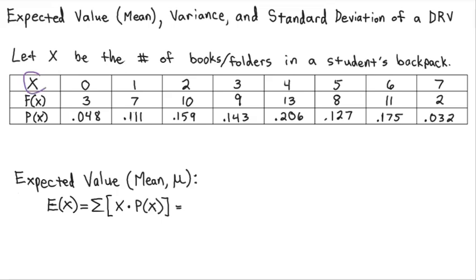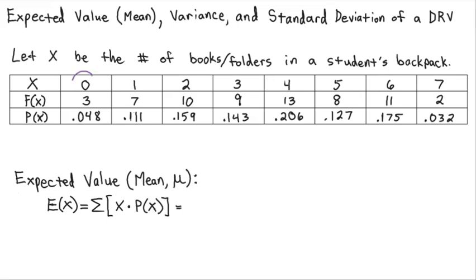Remember, the discrete random variable x can take on 8 values here, and it's the number of books or folders in the student's backpack. So if we select a student at random, they may have 0 books in their backpack. They may have 1 book in their backpack. They may have 2 or 3 or 4 books in their backpack. They might have 5 or 6 or 7 books in their backpack. And what we want to do is know the mean number of books, or the expected number of books that any student will have in their backpack. And we call that the mean, or the expected value.